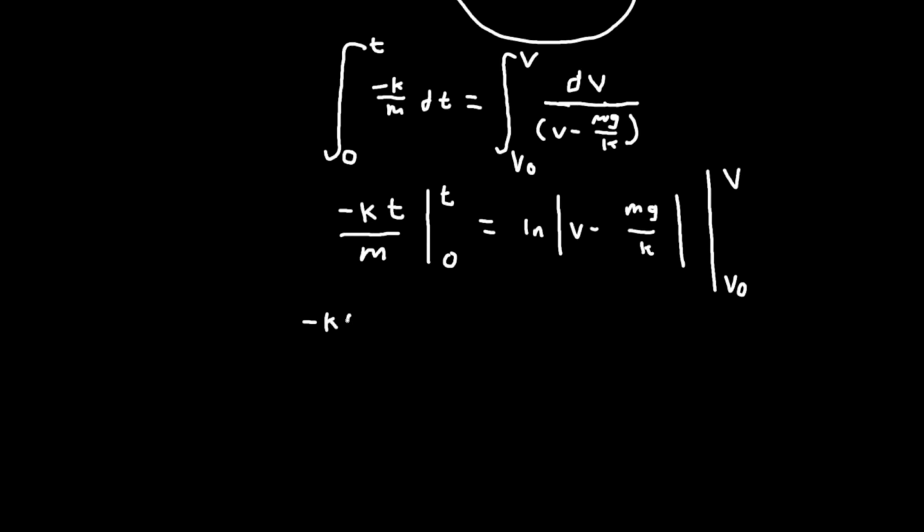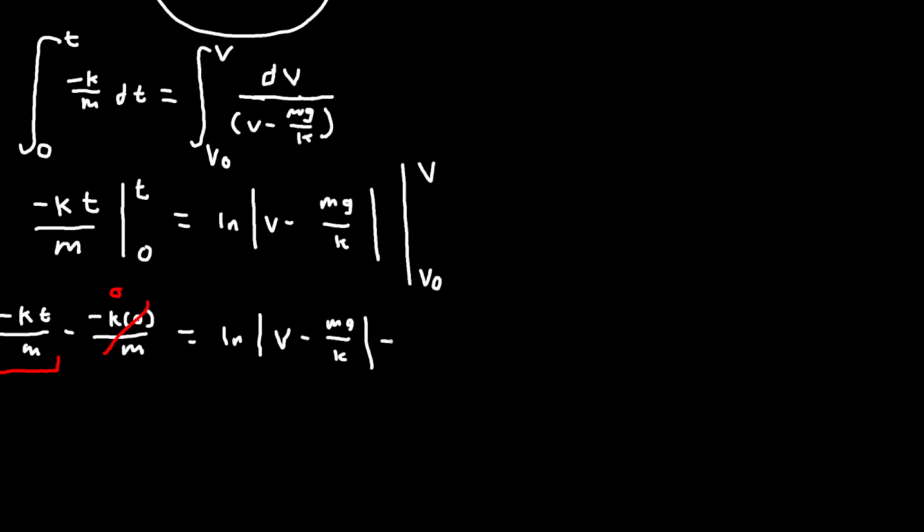So we have negative kt over m, which is our top bound, minus k times 0 over m, which is our bottom. So this actually goes to 0. So all this side is just this expression right here. Now on this side, we have v minus mg over k, which is from our top bound, then ln of v naught minus mg over k. This is our bottom bound.